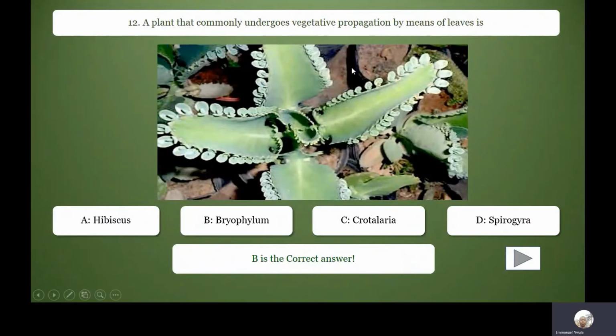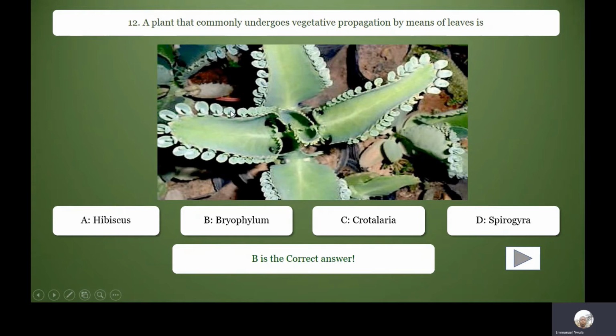A plant that commonly undergoes vegetative propagation by means of leaves is, the correct option here is B, bryophyllum. It can reproduce asexually by using the leaves. So you can see the leaves. The leaves have buds, and small plants can start growing out from the buds at the leaf margins. So you can see the smaller plants growing out from the leaf.